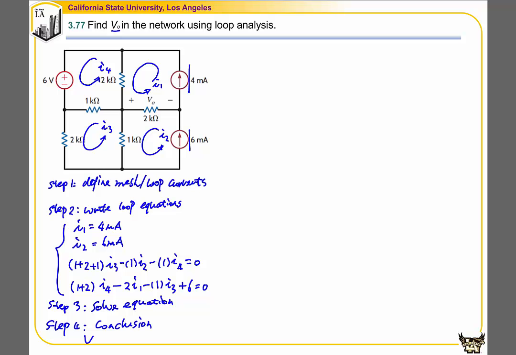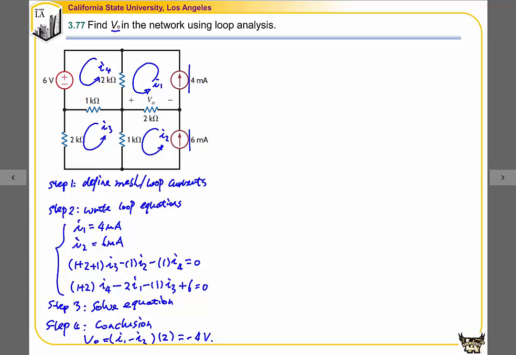Say V0 is equal to I1 minus I2 times the resistance 2 kilo ohm. So that is equal to negative 4 volts.